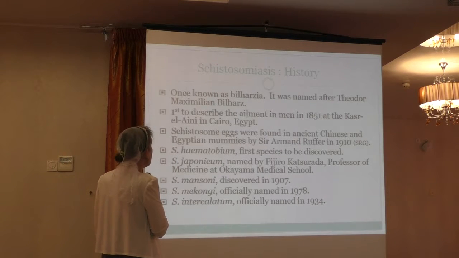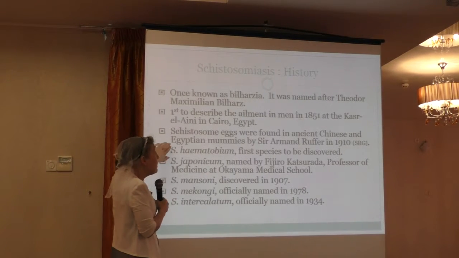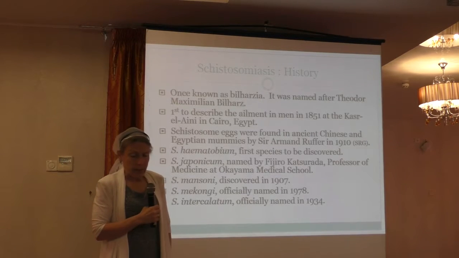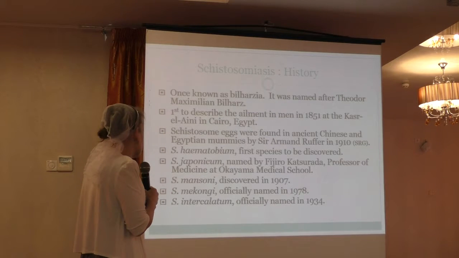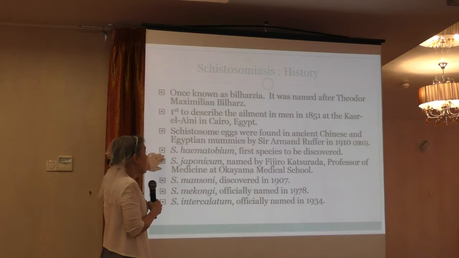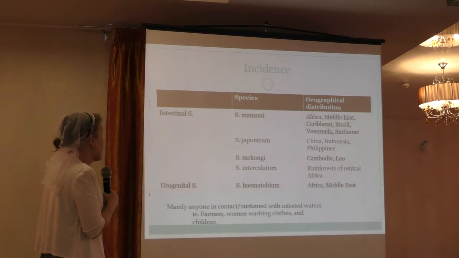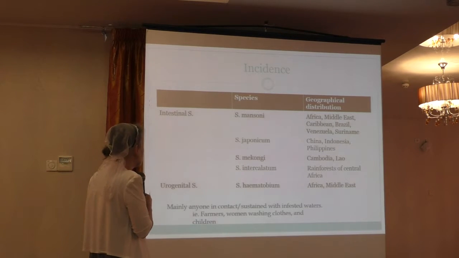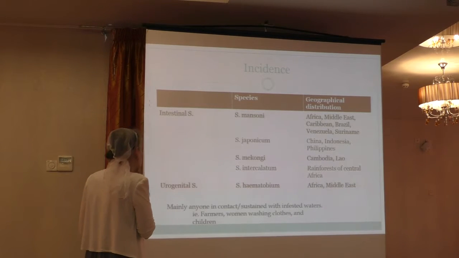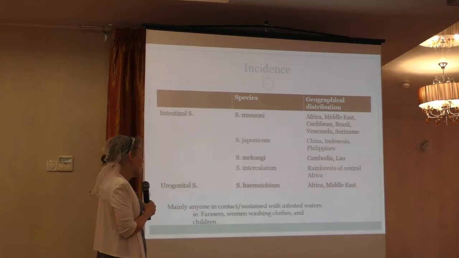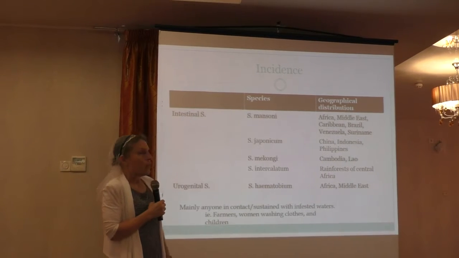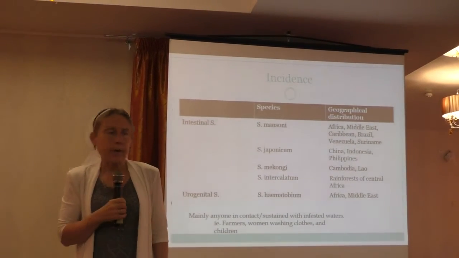Okay. Some people call it Bilharzia, and it's been around for years. They found it in mummies. But the first time that it was ever described was in the 1800s. You can see schistosomiasis, different species, and different geographical distributions. So Schistosoma mansoni and intercalatum and haematobium, more in Africa. And who gets it? People in contact with infested waters. Women washing clothes, children, all the things I saw. Farmers when I was in Uganda.